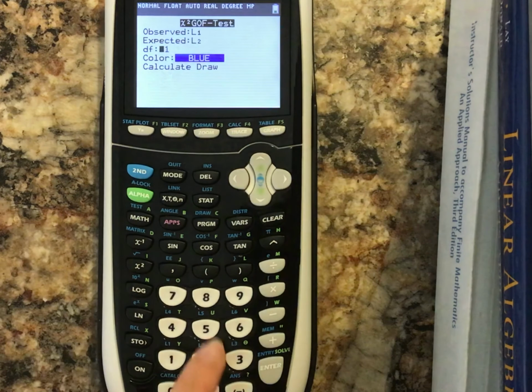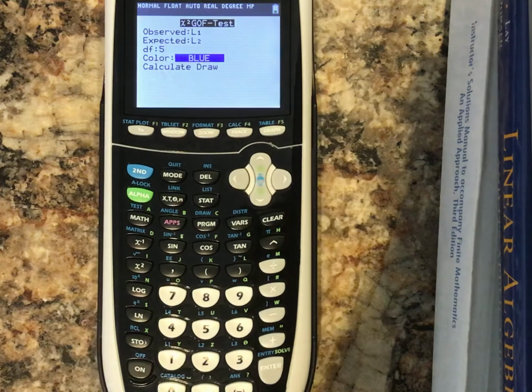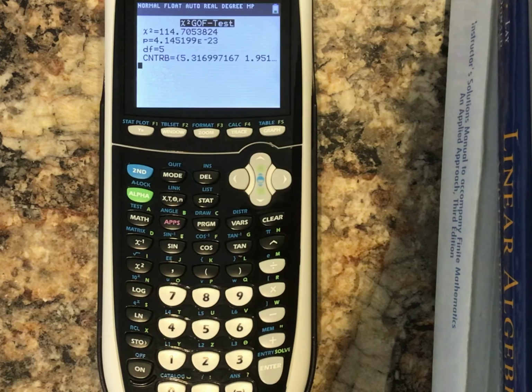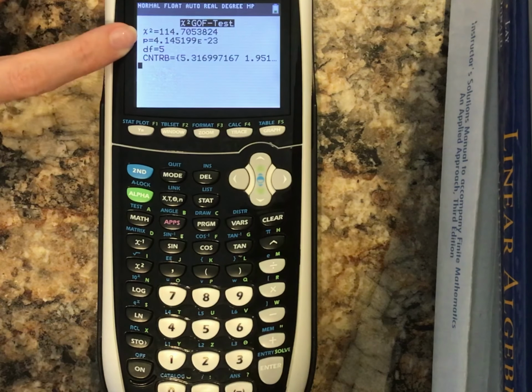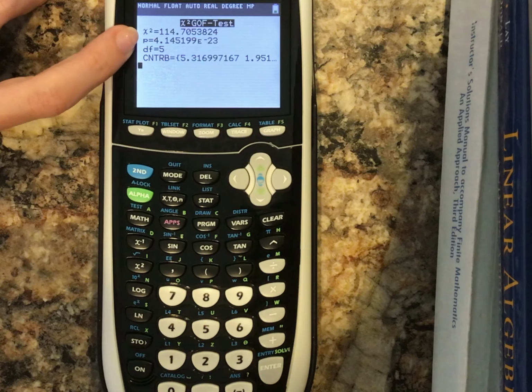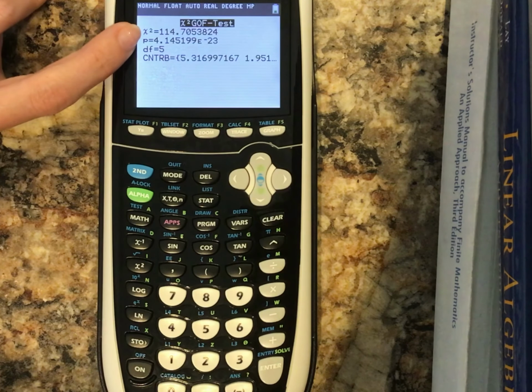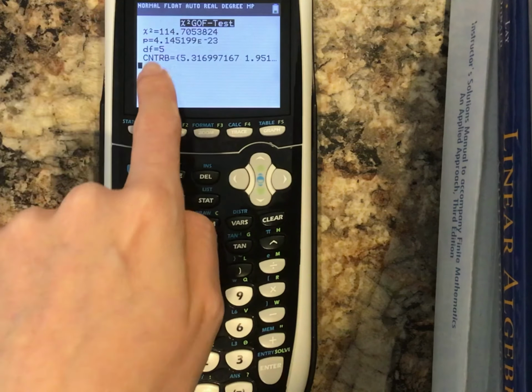Okay, which means that the degrees of freedom would be 5. It's always the number of outcomes minus 1. Then you're going to calculate. The number up the top is the test statistic. If you were comparing a test statistic to a critical value, that is the number that you would use, that chi-square value. This p-value, in this case, is very small.